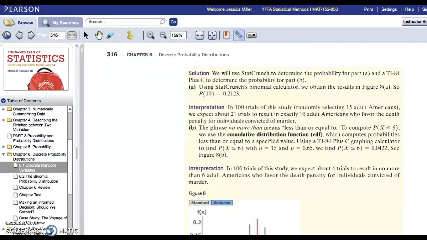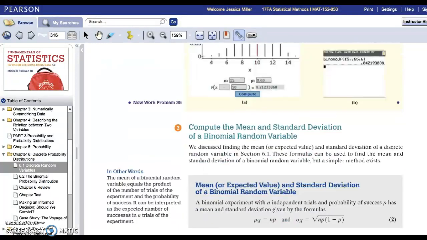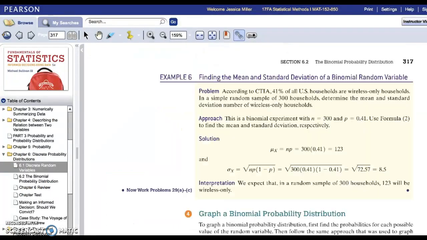So notice your book does an example. Sorry about that, guys. Your book does an example here with the wireless. So they change it actually to 300 households. If we had 300 households, 41% of that would be 123 we would expect to have wireless. And then notice putting this into our standard deviation calculator, we can turn out our standard deviation.